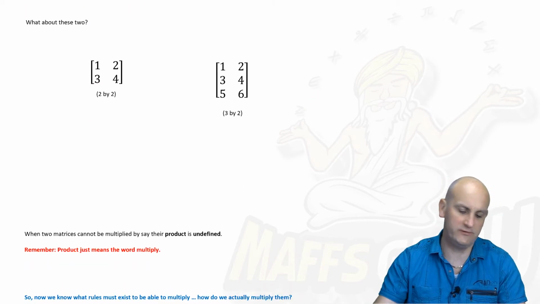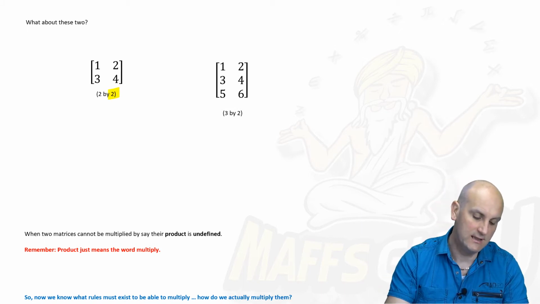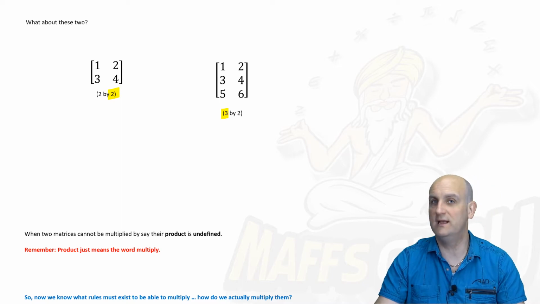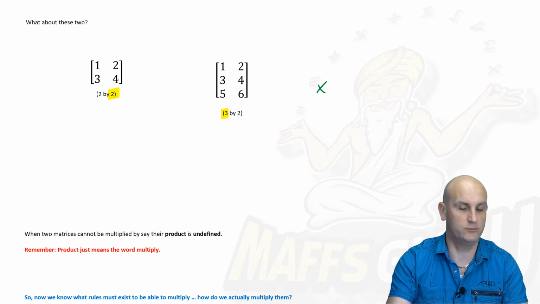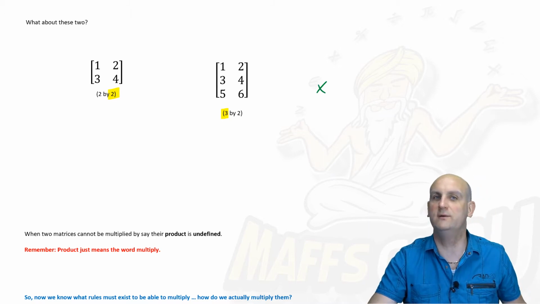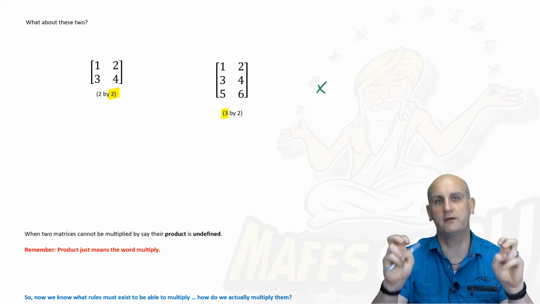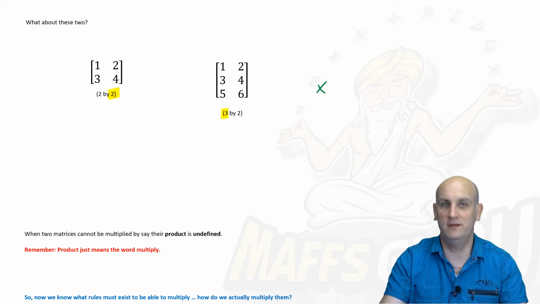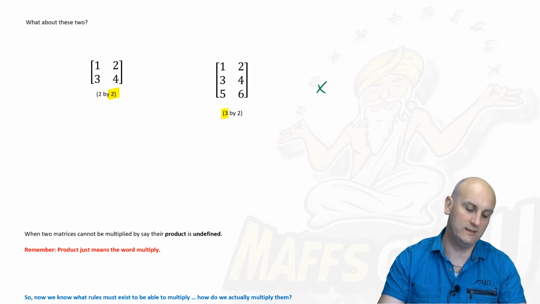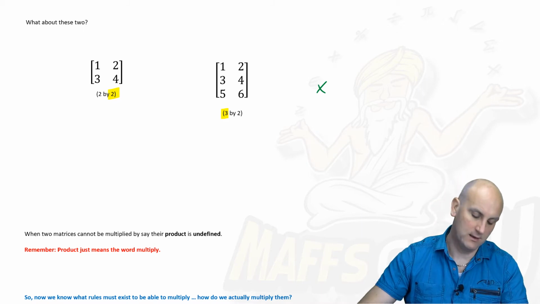What about these two matrices behind me? So we've got a 2 by 2 and a 3 by 2. So let's do that quick check. Those two middle numbers there, are they the same? No. So in this case, it can't be done. And unfortunately, further maths has got to have that random language, where we have to say that the product is undefined. Now, product in maths just means times, and undefined means it can't be done. Sorry, mate. Moving on. So in this situation, those two matrices could not be multiplied together.